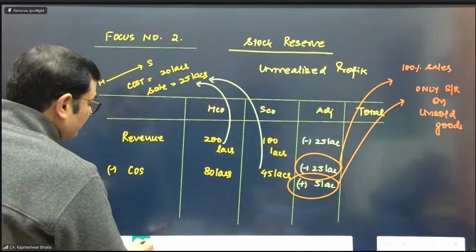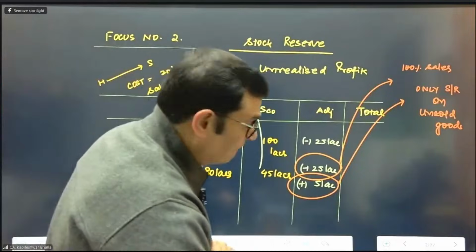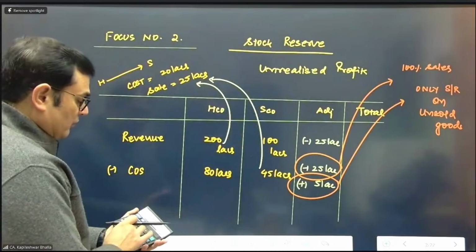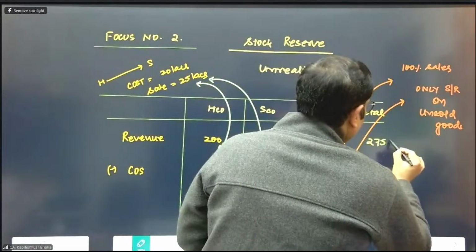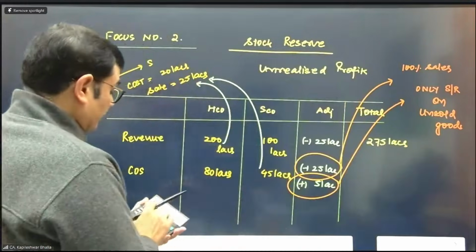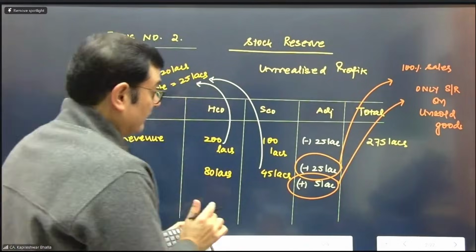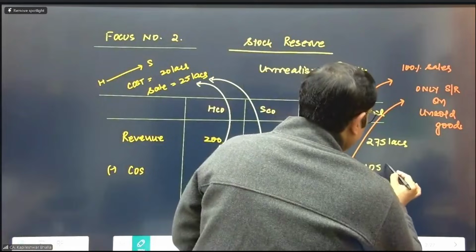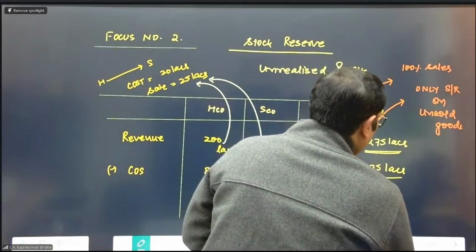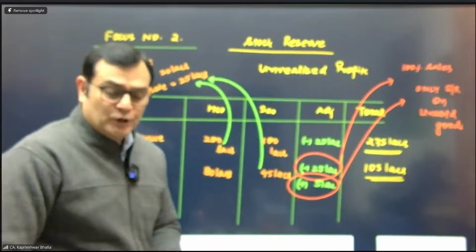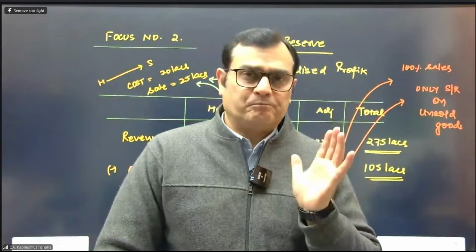Now, see the impact of this particular item. Once you do this, you can see the impact. So the sales is 200 plus 100 minus 25. That works out at 275 lakhs. And when you take the cost of sales, 80 plus 45 minus 25 plus 5, this is 105. So you can see that out of the sales, 25 lakhs is eliminated, while out of the cost only 20 lakhs is eliminated. So the profit automatically will get reduced by the amount of stock reserve.